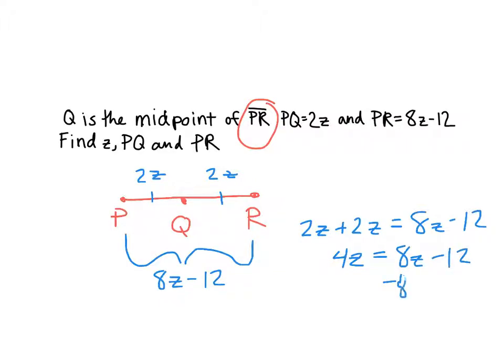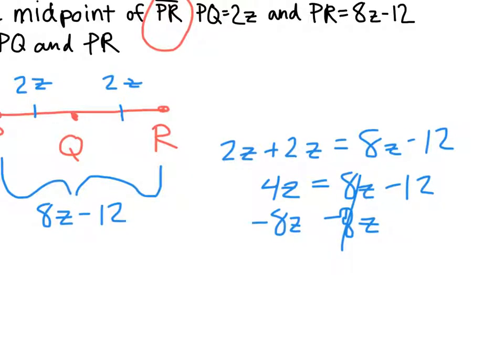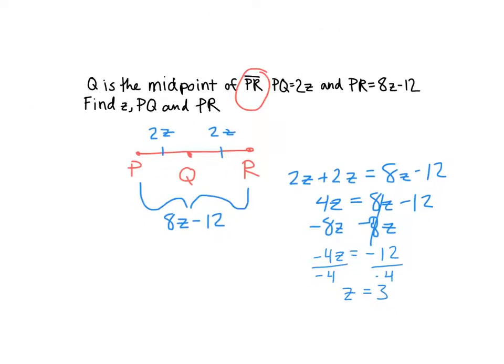We can subtract the 8Z from both sides. So this would be negative 4Z is equal to negative 12. Divide by negative 4. And Z would be equal to 3. So we found Z, which the question is asking us to find.